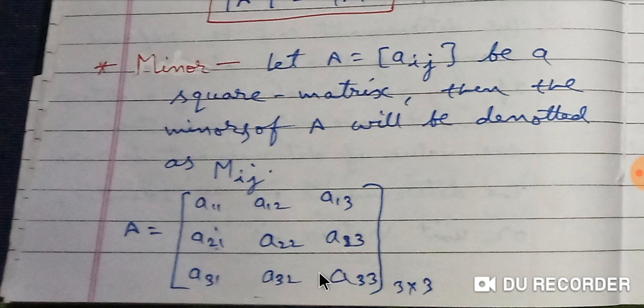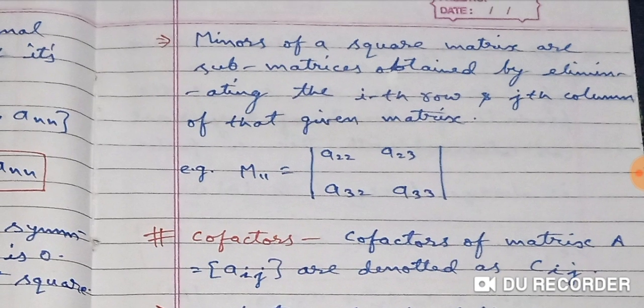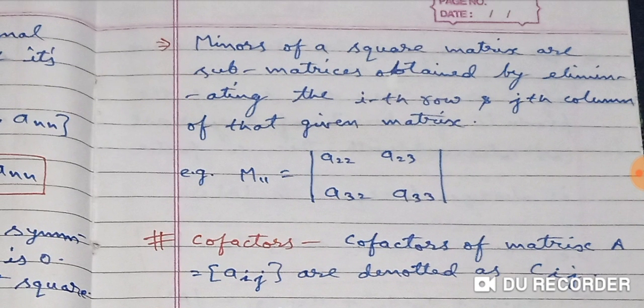When we find the minor of the next element, we eliminate the first row, because i is equal to 1 and j is equal to 3, so the third column and first row are eliminated, and we get just these 4 elements, which are the minor of this element. So this is the process for finding the minors of any element of a square matrix A. Now what about the cofactors?